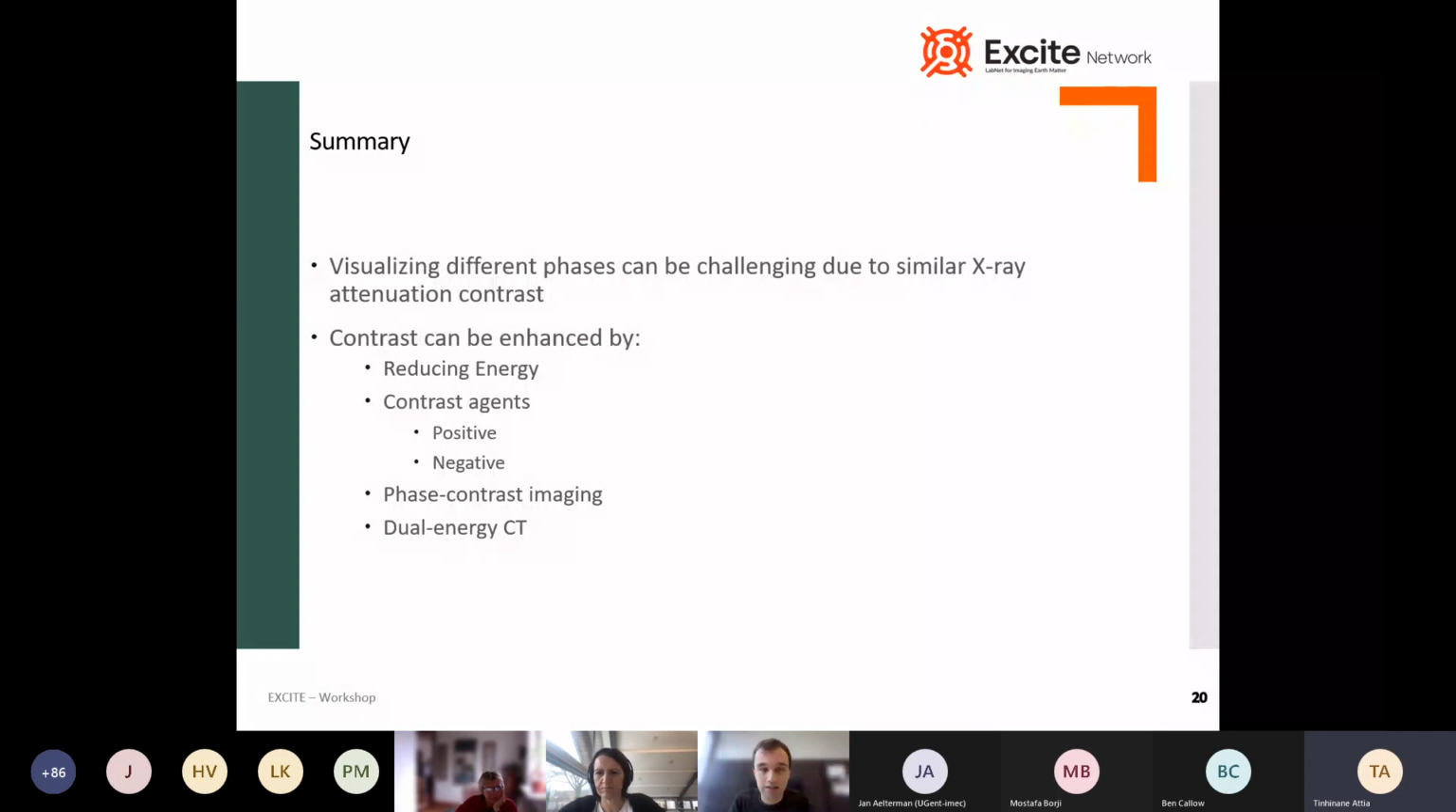And this is the end of my presentation, where I hope you remember that it's sometimes hard to visualize different phases as they have similar X-ray attenuation contrast. However, we can enhance the contrast by reducing the energy, but also by adding contrast agents, doing phase contrast imaging, or even dual energy CT.